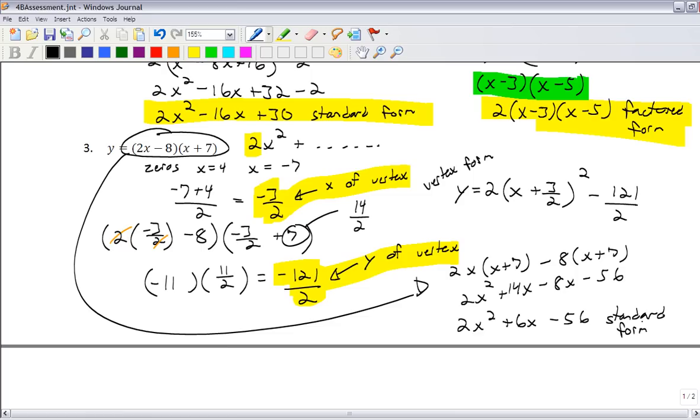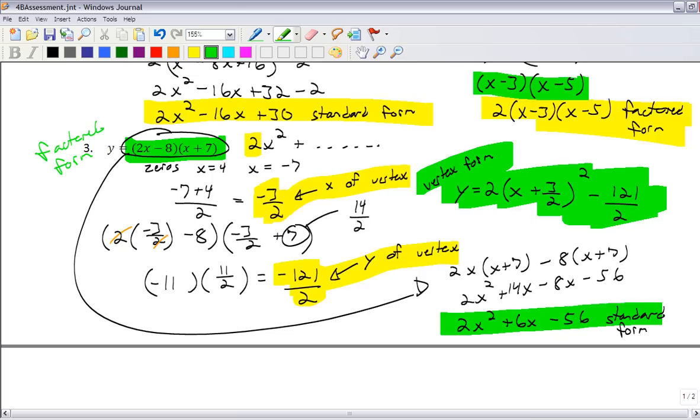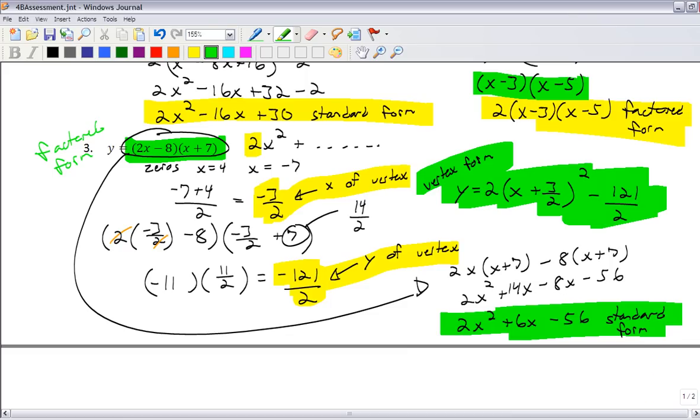Okay, I'm going to hit pause and check my answers. But I got factored form. Oops. Factored form. I need to say this, factored form. I got my factored form. I got my vertex form. I got my standard form. So I'm going to plug all three of those into y equals in my calculator, look at the table, and make sure they all match. Alright, good deal. They all matched.